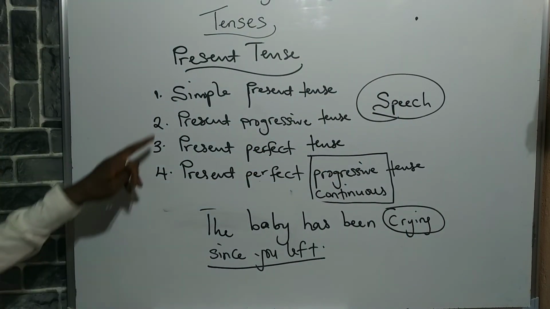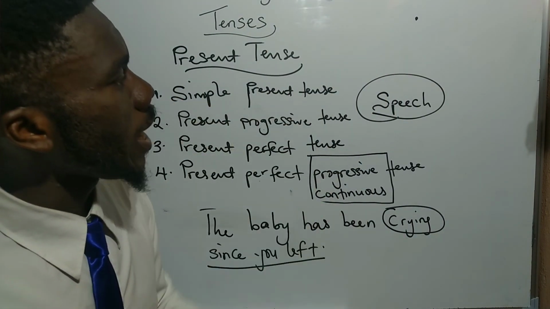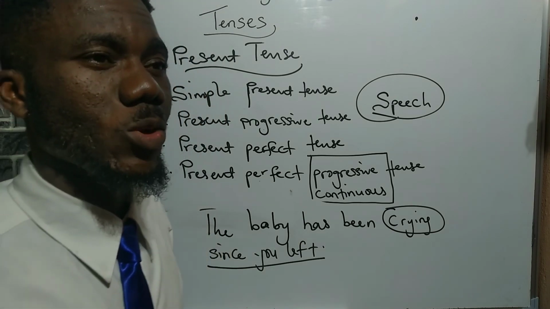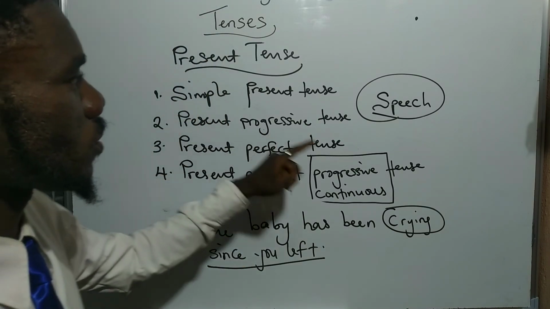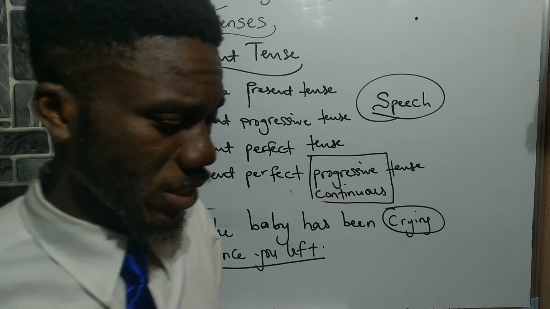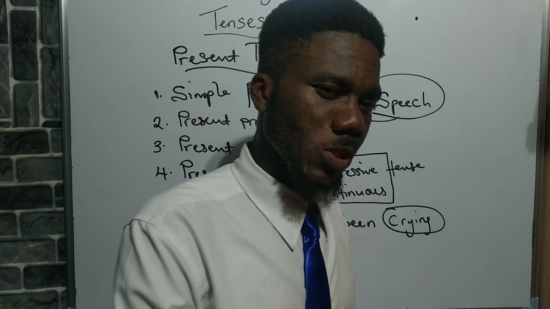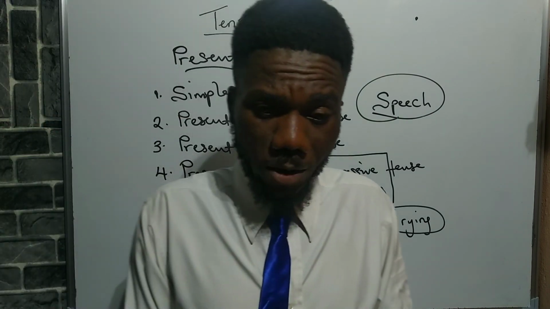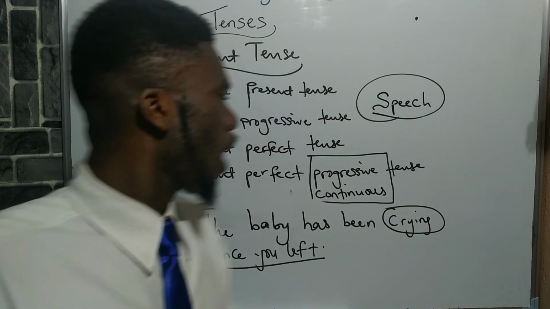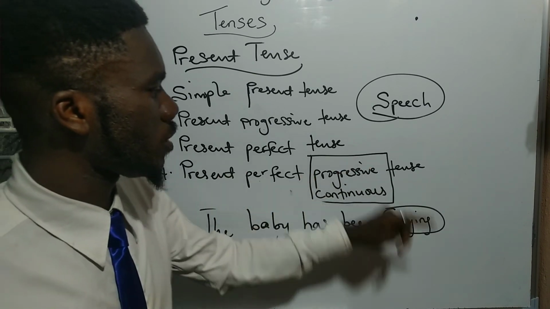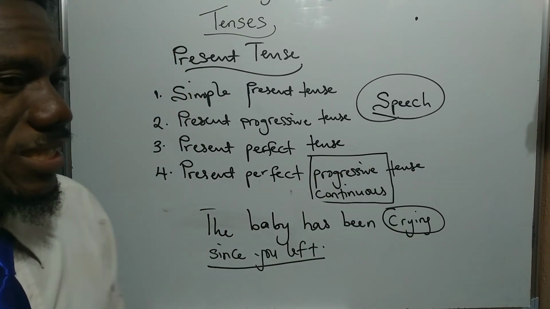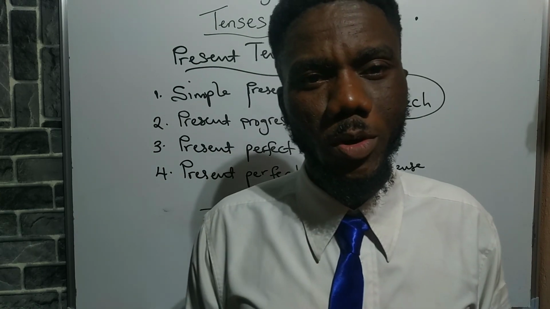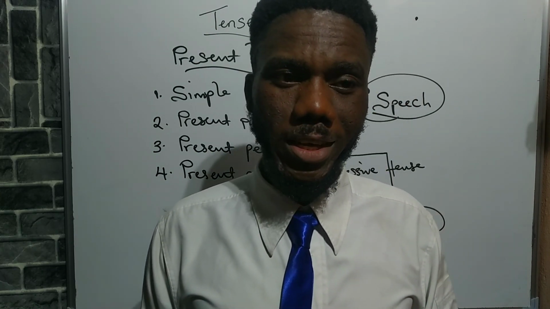All right. Now, we talked about the simple present tense as an action that is habitual, an action that continues to happen. We talked about the present progressive tense as an action that is ongoing as at the time of speech. We talked about the present perfect tense as an action that has been accomplished as at that time of speech. And we talked about the present perfect progressive tense as an action that started sometime in the past and has continued to happen into that time of speech. I believe you understand it.